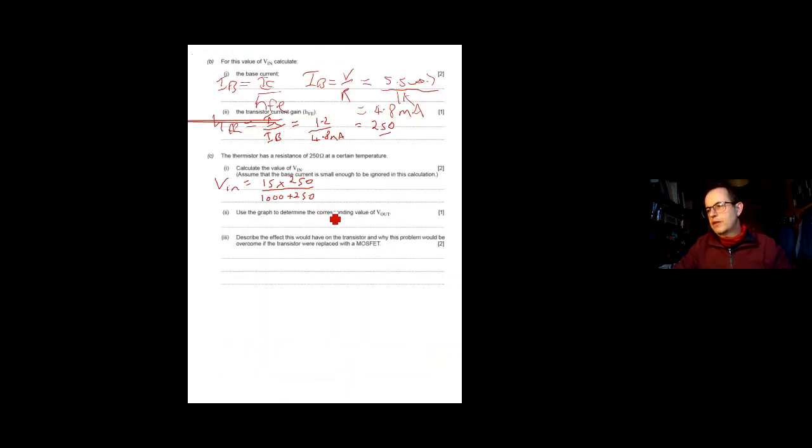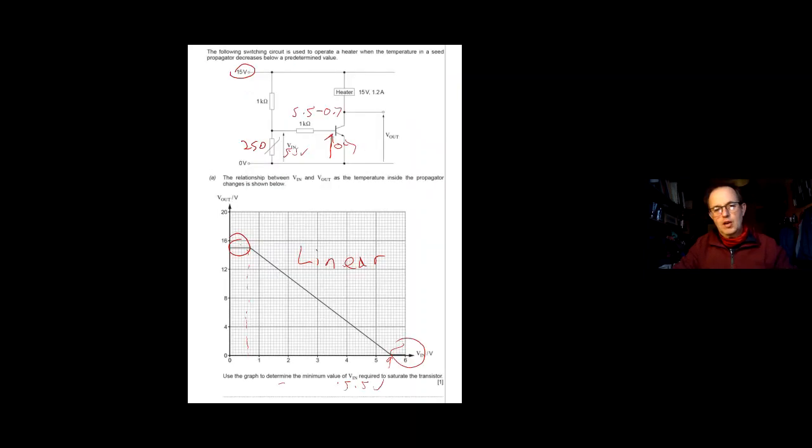Use the graph. Okay, if they're going to ask you to use the graph, it's always handy basically to show the examiner that line coming up. Okay, going over. There it is. You've got the 8 volts.